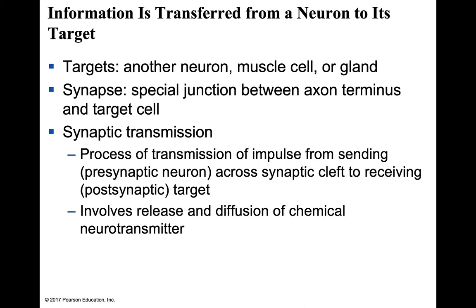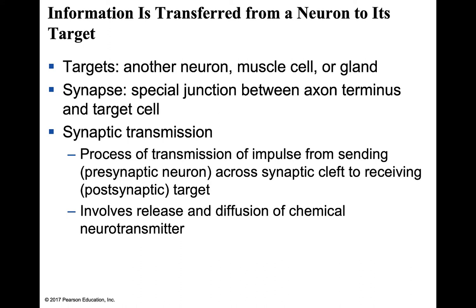Now, the next thing that we want to look at is how do neurons communicate with each other? The majority of this is through synaptic transmission. A neuron is going to interact with either another neuron, a muscle cell, or a gland. So a synapse is the connection between two.